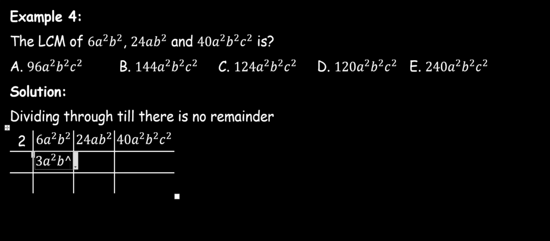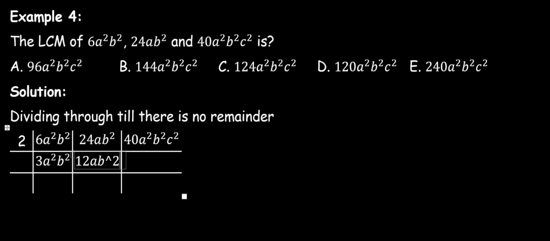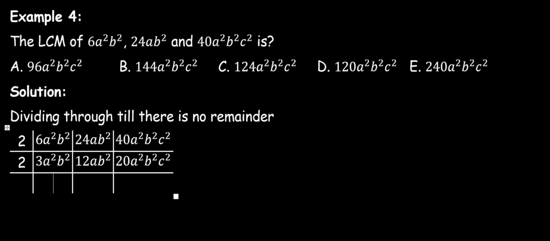The focus here will now be with the numbers. So 6 divide 2 will give you 3. 24 divide by 2 will give you 12. So we have 12ab square. 40 divided by 2 will be giving you 20. So we have 20a square b square c square. We can still take 2 again. The first set of values, just bring them down, since 2 cannot divide through.